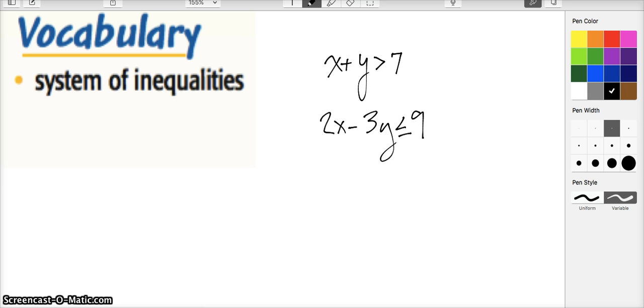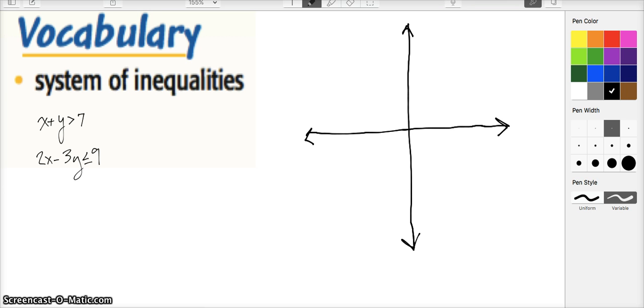So I'm going to get ready to graph these by solving each of these inequalities for y. So in this first one, y is going to be greater than negative x plus 7. You see what I did with my x. I just moved it over to the other side by adding its opposite.